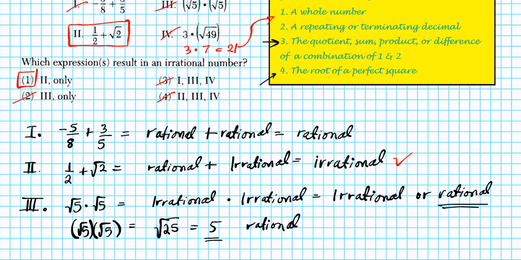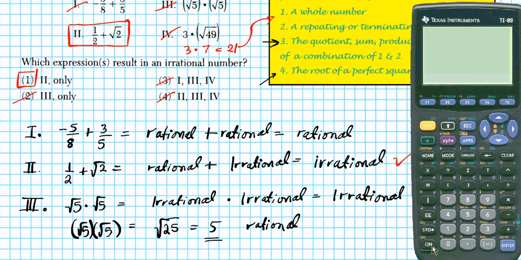Okay? Now, another way you can do this is by plugging these values into your calculator. What you find out is that only option 2 will be non-repeating and non-terminating. Okay, let me just show that to you real quick. So if I enter this into my calculator, I do 1 divided by 2 plus the square root of 2. If the decimal expansion terminates or repeats, then it is rational. Okay, but let's see what happens.